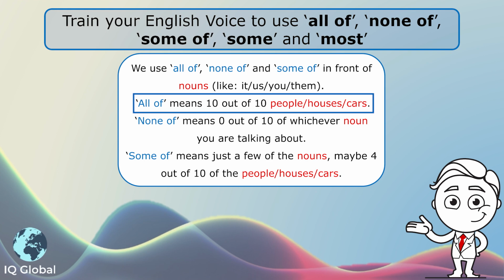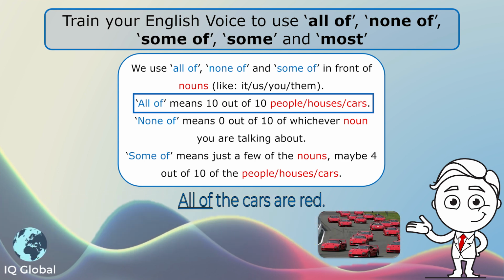All of means 10 out of 10. People, houses, cars, for example. So we are going to use the example of cars. So I could say all of the cars are red. So if there are 10 cars, that means 10 cars are red. All of the cars are red.